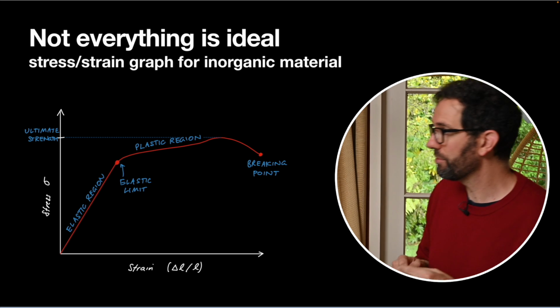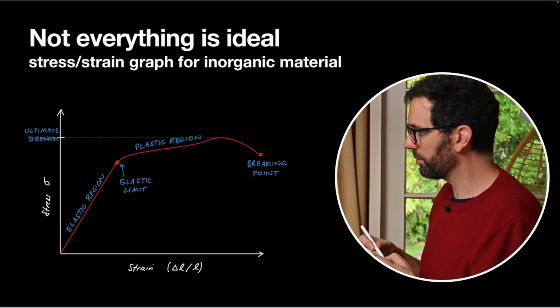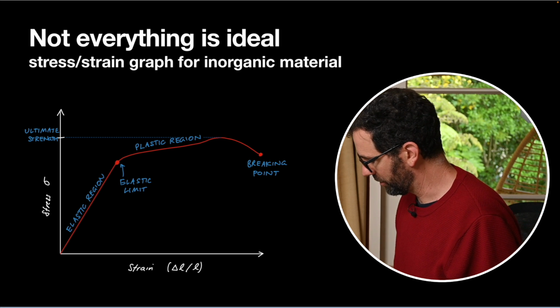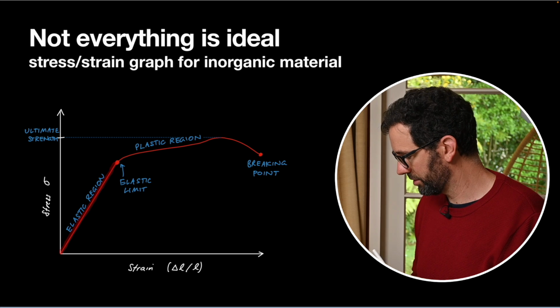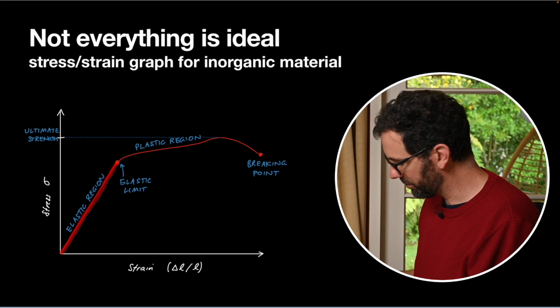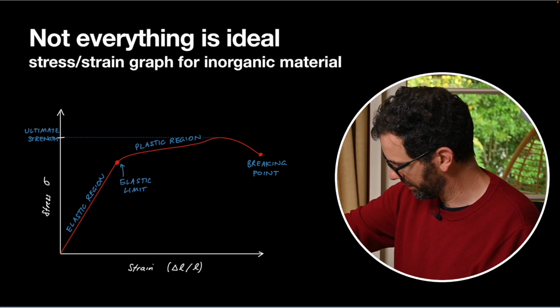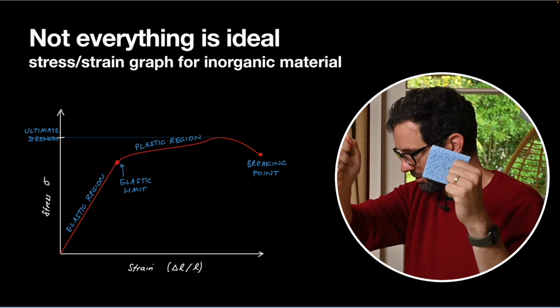Okay, so like I said, not everything is ideal. We said for small amounts of applied stress that we get this linear relationship. So that's what we call the elastic region of the material. Okay, so what you're imagining here is that we're taking our thing and we are pulling it harder and harder and harder to stretch it out to a certain length.